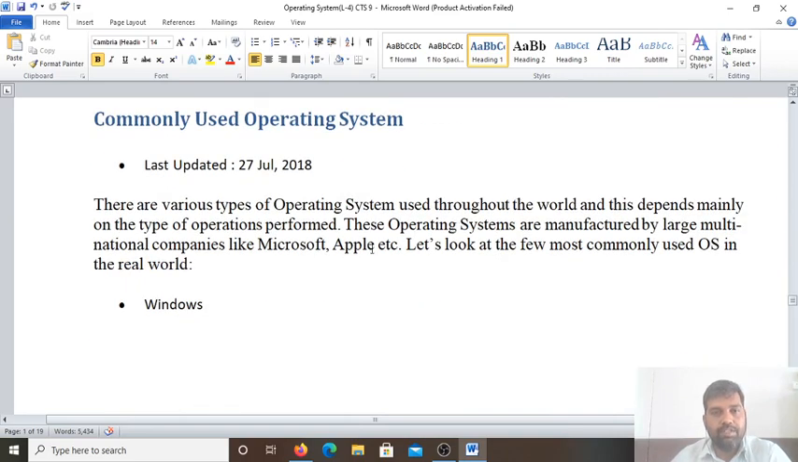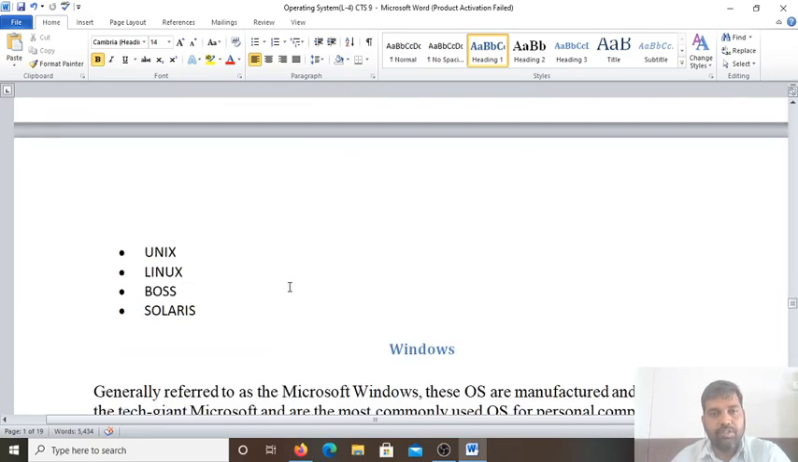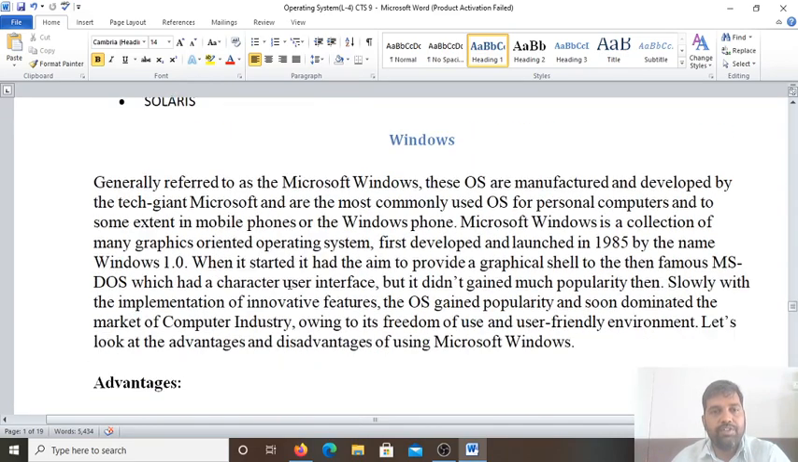Now see the commonly used operating systems: the Windows operating system, Unix, Linux, MOS. The Windows operating system, referred to as Microsoft Windows, is manufactured and developed by the giant Microsoft company. Microsoft introduced its first Windows graphical user interface operating system on November 20, 1985. The first version was Windows 95. Since then many new and advanced versions of Windows have been developed, such as 98, 2000, Windows Millennium, XP, Windows Vista, 7, Windows 8, 8.1, and 10. This is the latest version. Windows 10 was released on 29th July 2015.